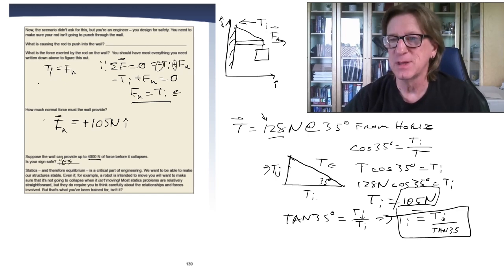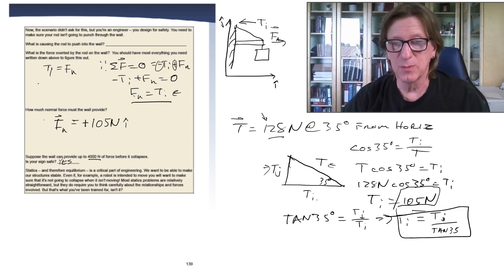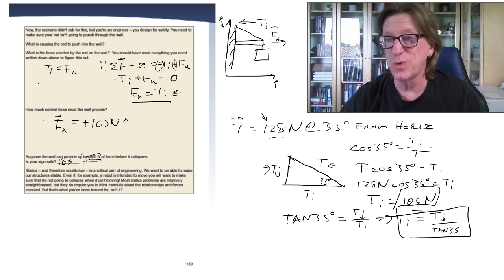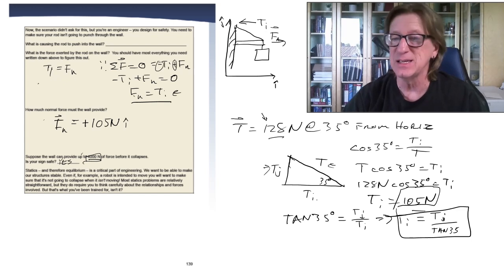Now, just as an aside, there is a limit to what the wall can provide, and in this case we said that's 4,000 newtons. So if you want to tear the wall down, the only way you're going to be able to do that is to apply a force to that wall that exceeds 4,000 newtons. So the i component of the force that you're applying must exceed our 4,000 newtons.